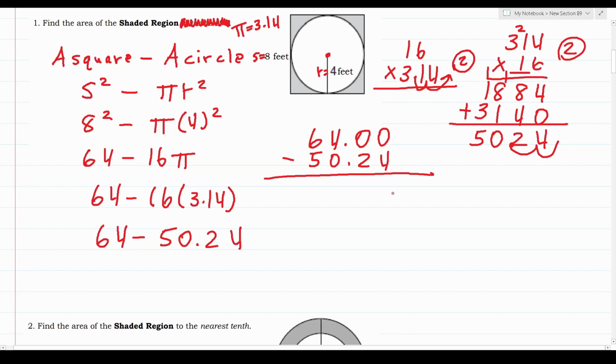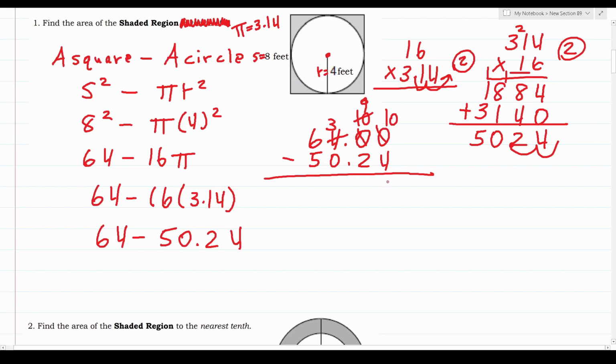0 minus 4 we can't do, so we have to borrow. When we borrow, we look to the left. Well, unfortunately, that's 0, so we can't borrow from it, so we're going to look to the left one more time. We're going to borrow from this 4. This is going to become 3, and this will become 10. And we're going to borrow one more time. This will become 9, and this will become 10.